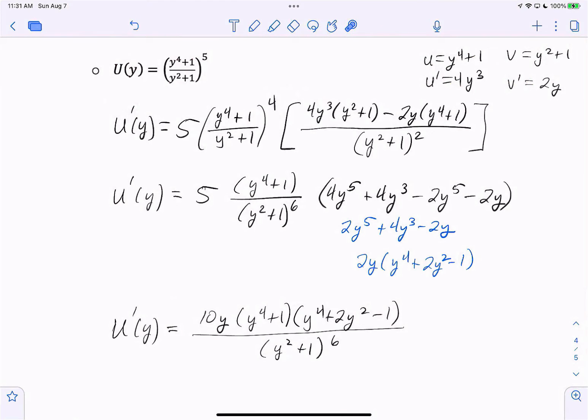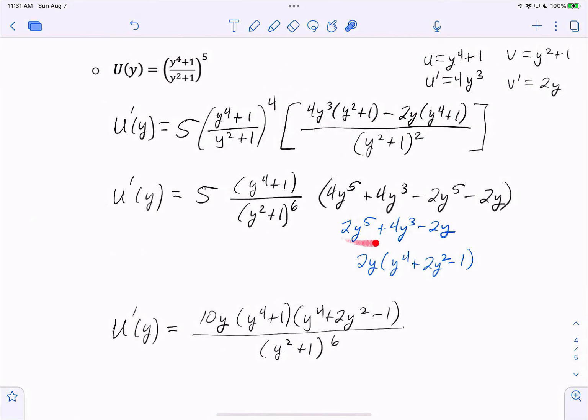And in the denominator here, I have a y squared plus 1, which is ultimately to the 4th power. And here I have a y squared plus 1, the quantity squared. So they combine to the 6th power. That's kind of the simplifying that I meant. And then in the numerator, of the chain rule part, I have terms that combine, right? So I have 2y to the 5th plus 4y cubed minus 2y.